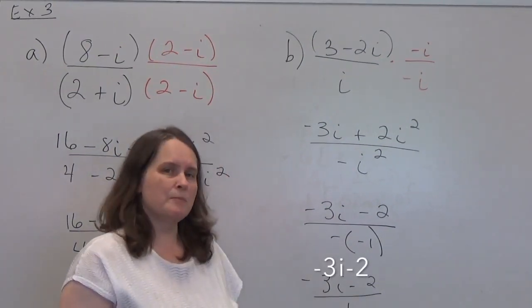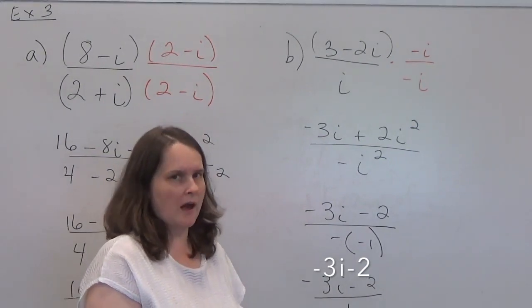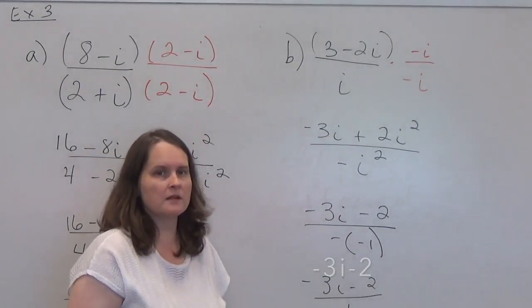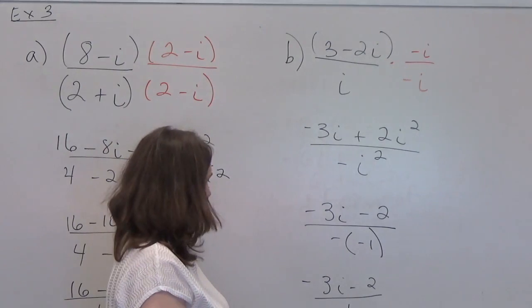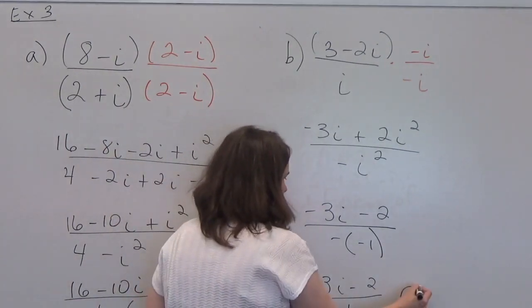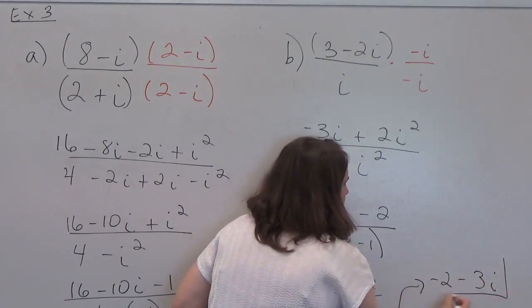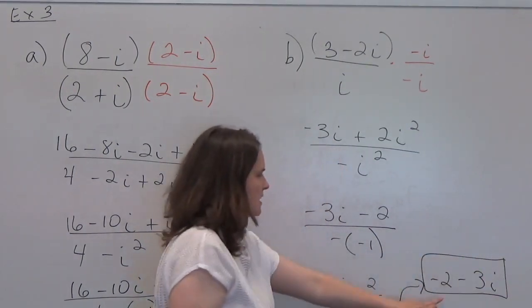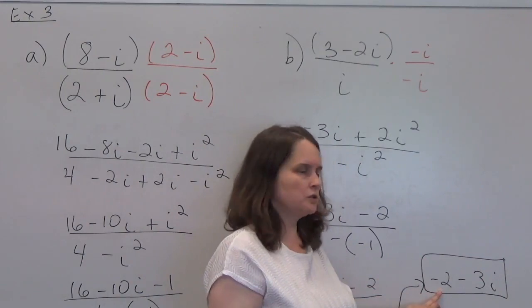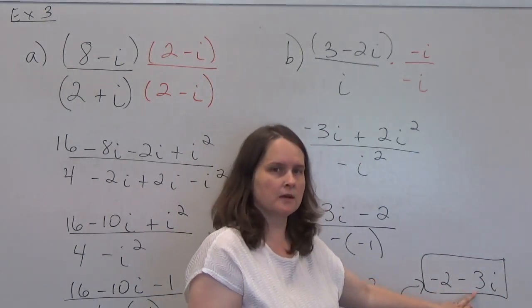Is that in the a plus bi form? Not quite. They want us to have the real part first and the imaginary part in the back. So let's rewrite this as negative 2 minus 3i. Okay, so now a is negative 2, so our real part's negative 2, our imaginary part is negative 3.